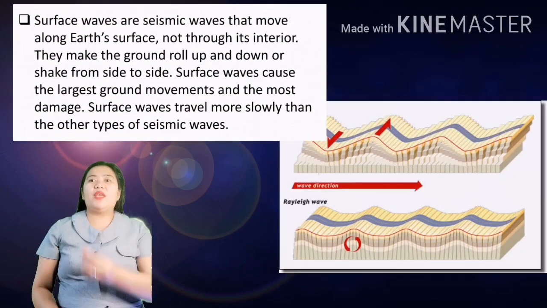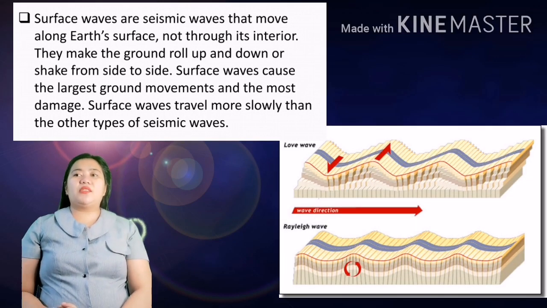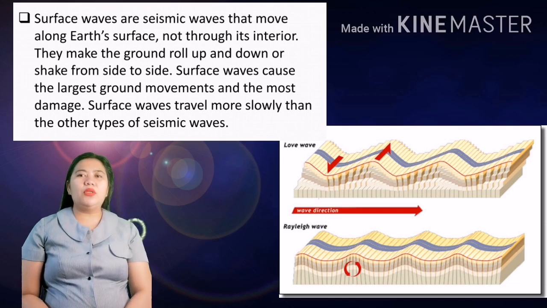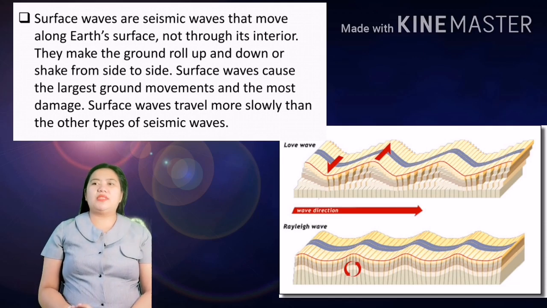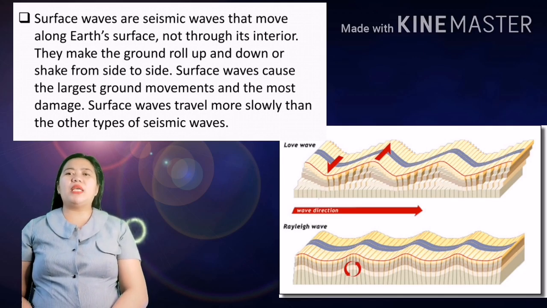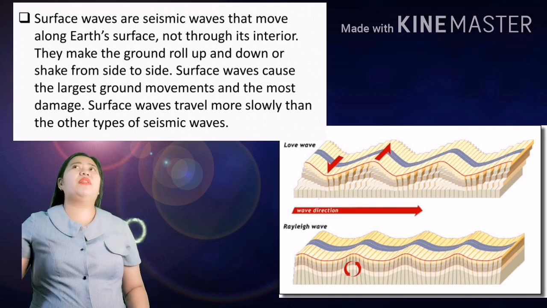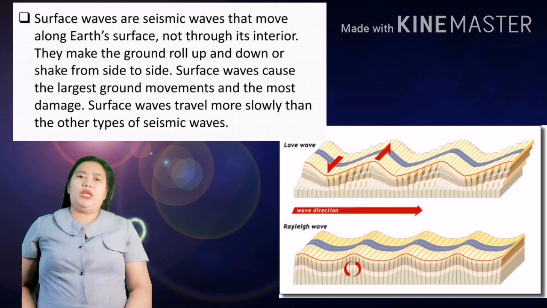So, surface waves. Surface waves are seismic waves that move along Earth's surface, not through its interior. They make the ground roll up and down or shake from side to side. Surface waves cause the largest ground movements and the most damage. So do not forget that, because they travel through the Earth's surface.